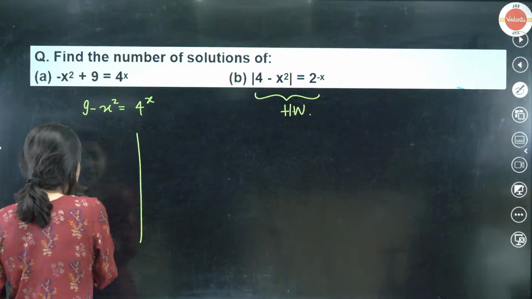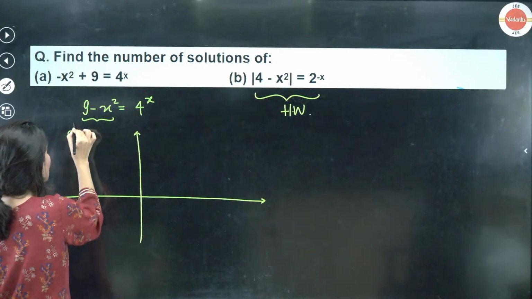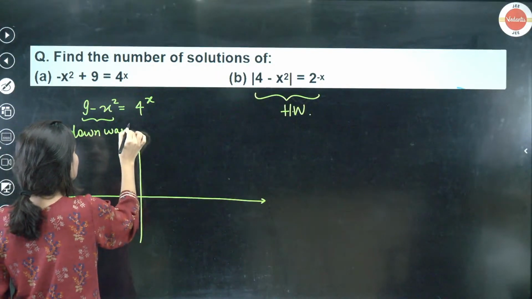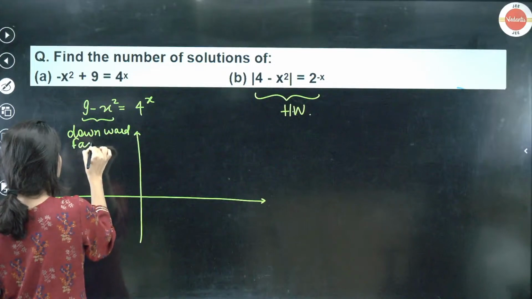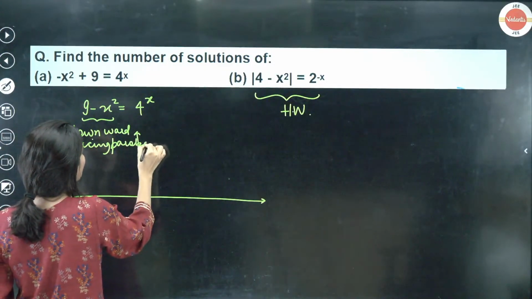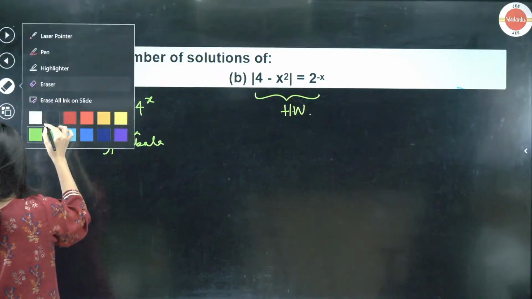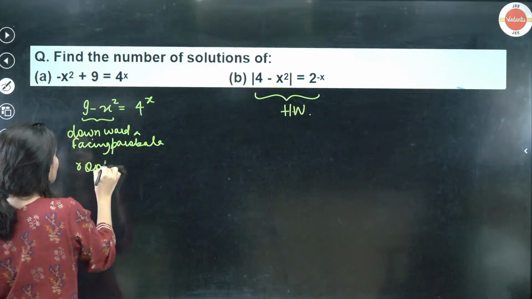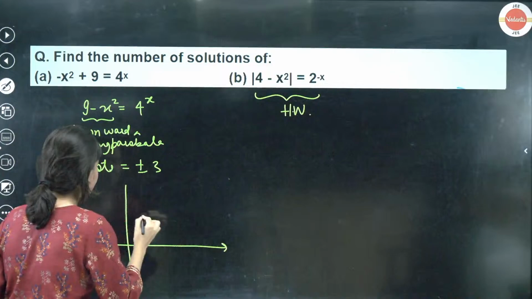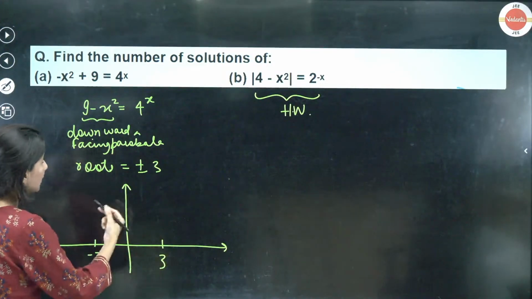So 9 minus x square. So this is a downward facing parabola. Whose roots will be what? Roots of this equation will be plus minus 3, yes or no? So this is minus 3, this is plus 3, downward facing parabola.